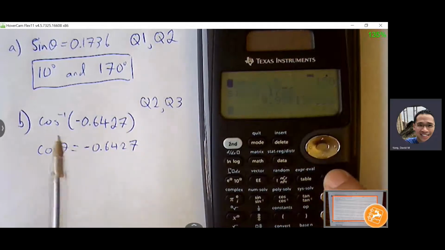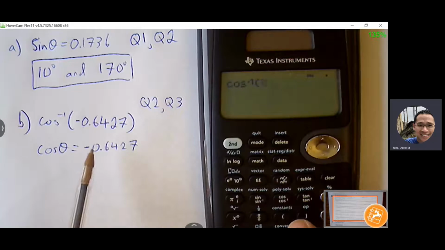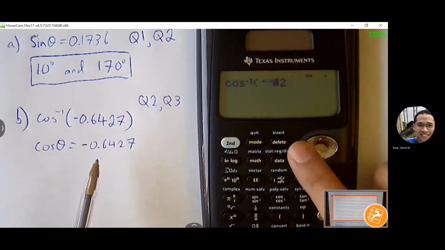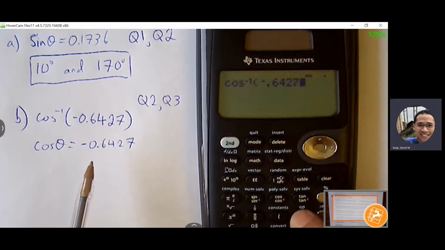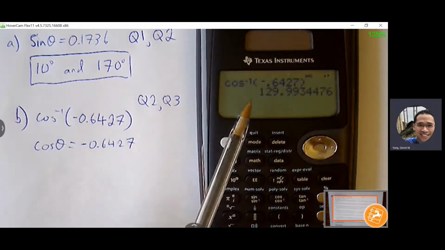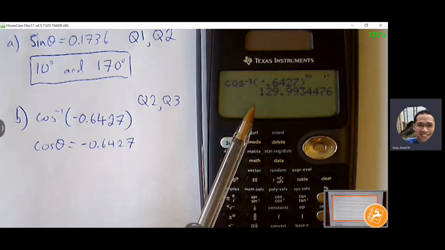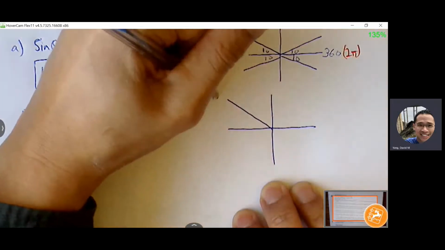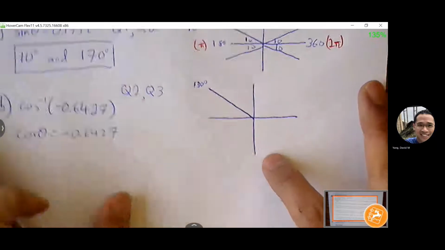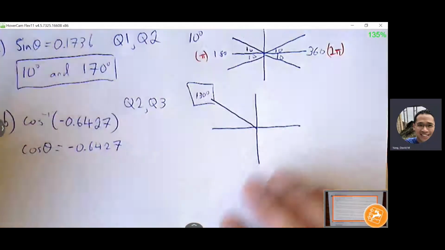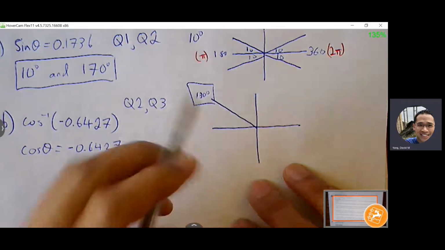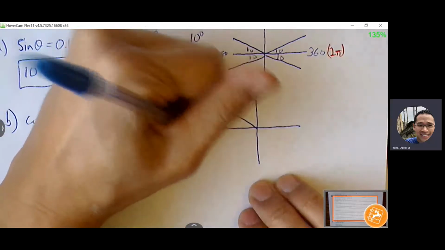Cosine is a little bit trickier because we have to do a little bit more work, but if you understand what it's giving to us. Okay, this is the principal value, right? 130 degrees. Let's go ahead and draw that. This is what it's giving us because it's coming from the principal values. What's the reference angle here? 50.